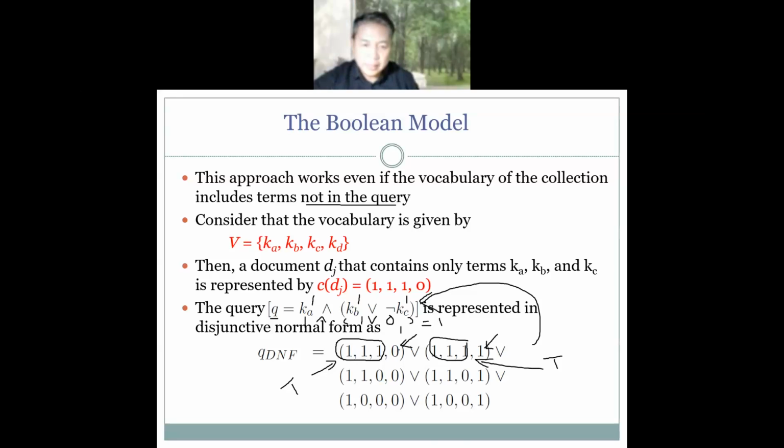Similar to this, if you plug in the values for A, B, C here, you can still get a true expression. And it doesn't matter what is the value for K, D, and KD, you can still get this expression to become true. Yeah. Okay.